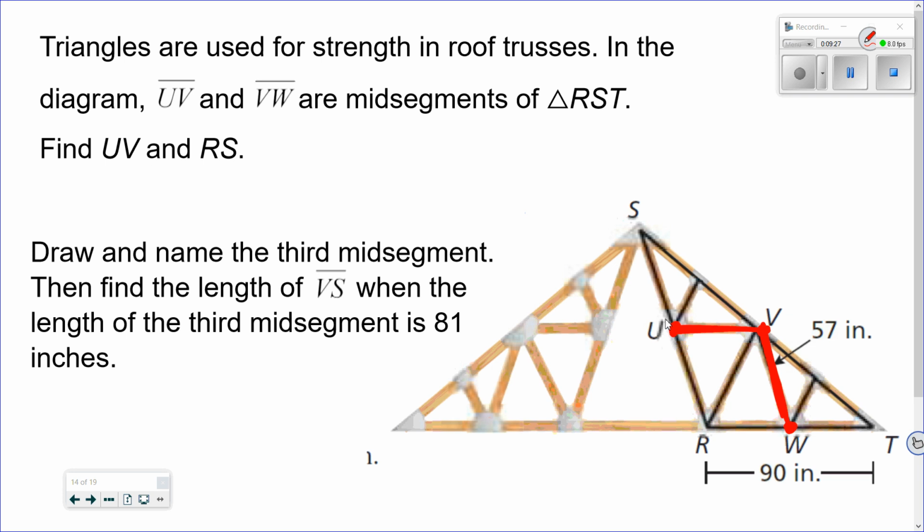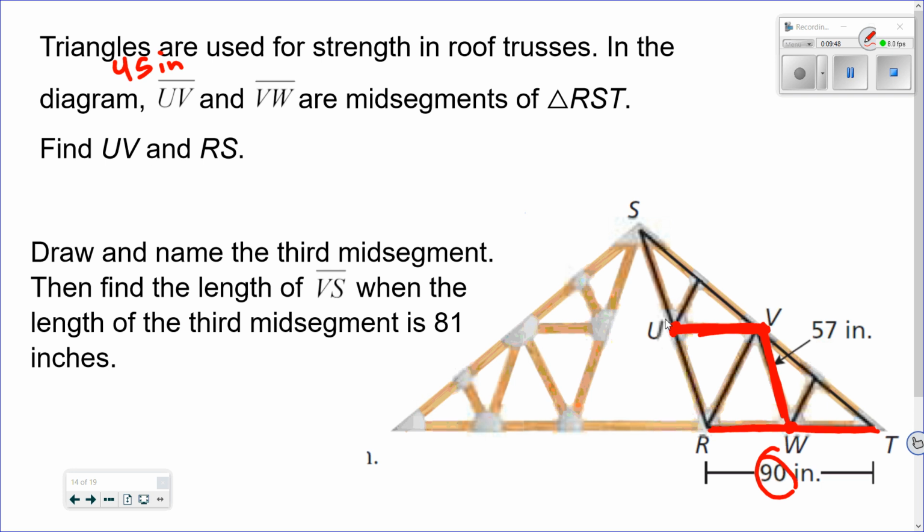It wants us to find out what is UV and RS. So I'm trying to find out how long this one is. Well, if that's a mid-segment, it's going to be half of the third side. So it's going to be half of RT. Well, if RT is 90, that means UV has to be 45. So that's our answer right there, 45 inches.